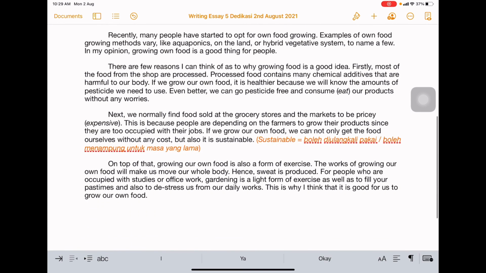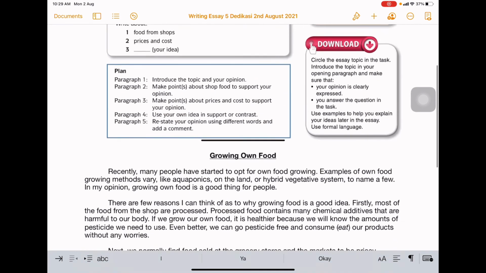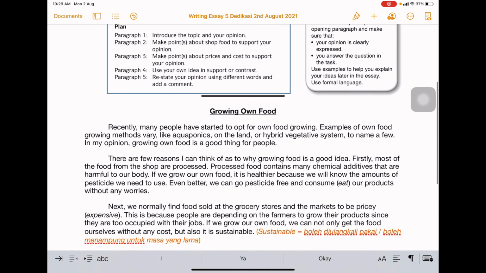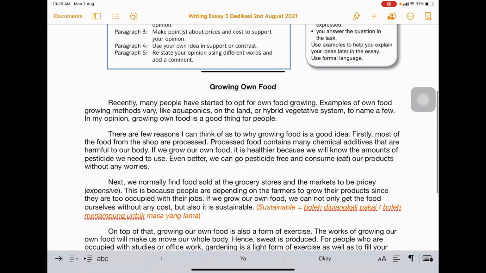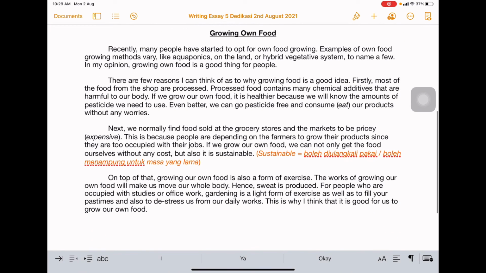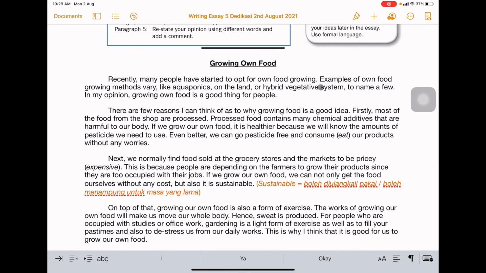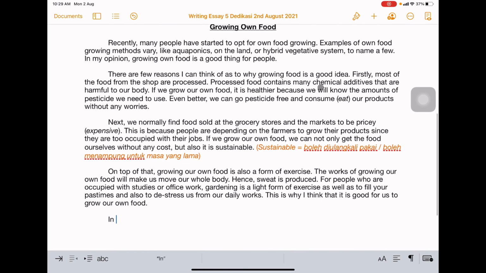Okay, so we have used all three points, and last we have the conclusion. We definitely need to restate our point. So you can say, in conclusion, there are, instead of "few," we can say there are many benefits gained from growing our own food.